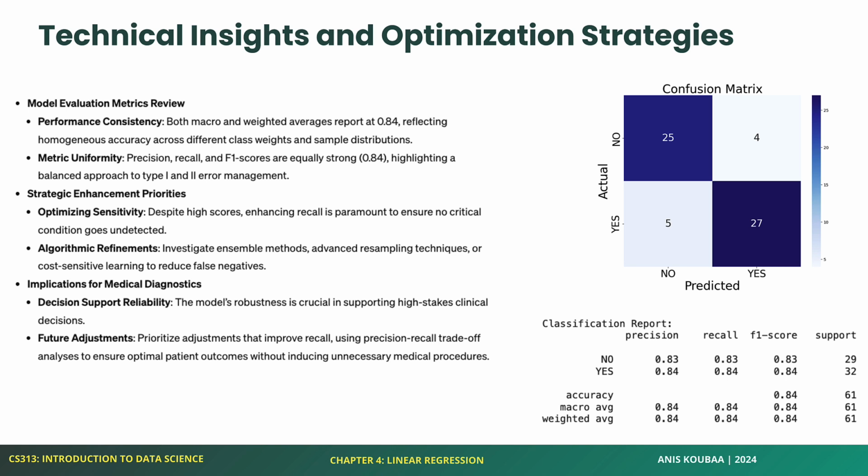Okay, strategic enhancement priorities, for example, to optimize the sensitivity or also the recall. Despite the high score, enhancing the recall is paramount to ensure no critical condition goes undetected. So here it means we need to do some improvement in order to recall the positive cases. Because if you don't recall the positive cases, you may have some people with a disease that will not be detected. And this could be life-threatening.